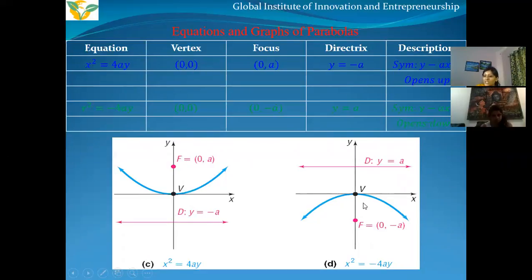And the last type of parabola is the one that opens down, that is, the downward parabola. The vertex is the same, at the origin, 0, 0. The equation is x square is equal to minus 4ay. And the focus lies on the negative y-axis, 0, minus a, and the directrix lies on the positive side of the y-axis, so y is equal to a.